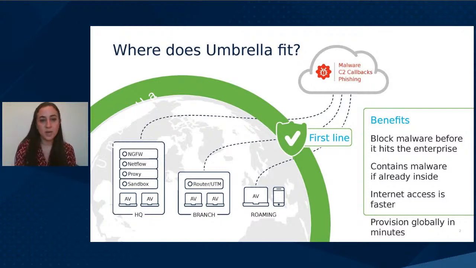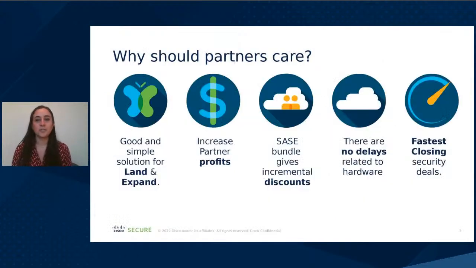Now let's look now at why partners should care. I picked few reasons. I'm gonna go one by one. First, it's good and simple solution for land and expand. How? So Umbrella has the ability to integrate easily with our other Cisco products. So this opens up a wide range of cross-selling and upselling opportunities.